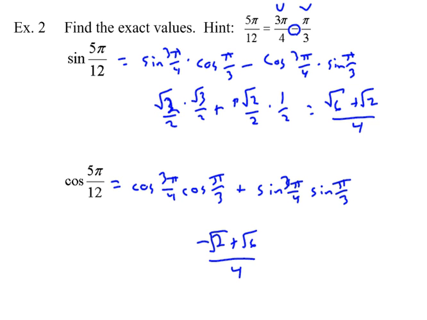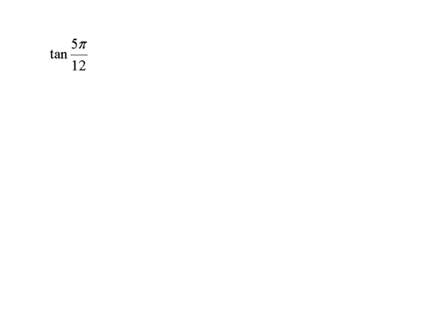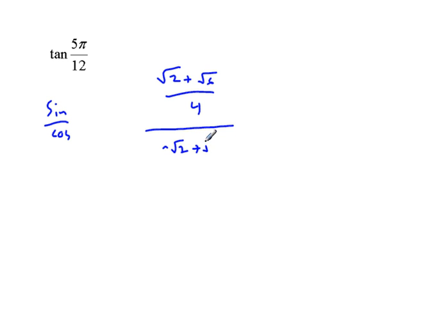Now I do have on here the most difficult of these, the tangent of 5 pi over 12. Now I'm going to show you a shortcut. Tangent equals sine over cosine, right? So we can take those answers we had before. Square root of 2 plus square root of 6 over 4, there's sine, over minus square root of 2 plus square root of 6 over 4, there's cosine. And then since they're both over 4, we can say square root of 2 plus square root of 6 over minus square root of 2 plus square root of 6.